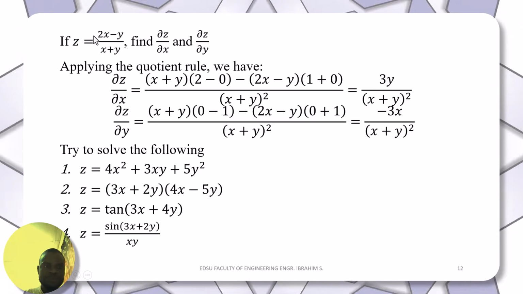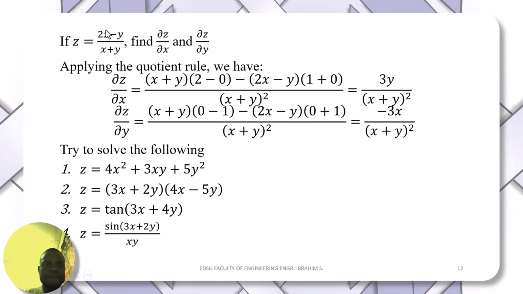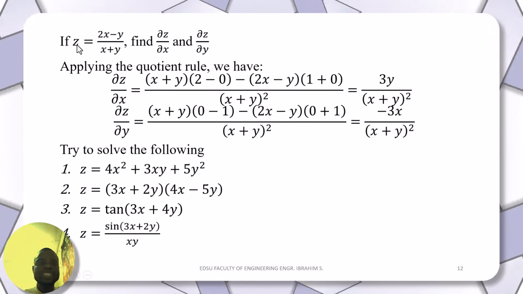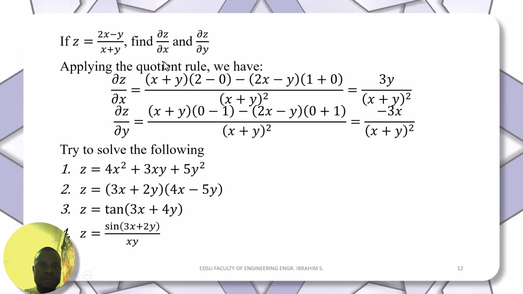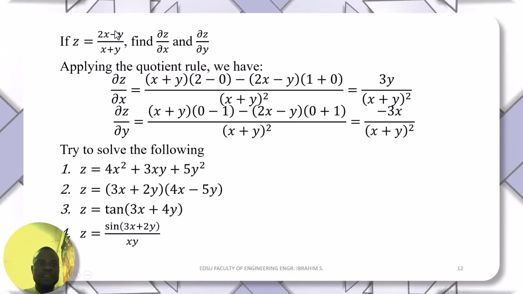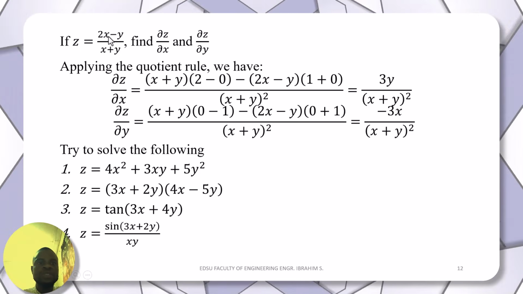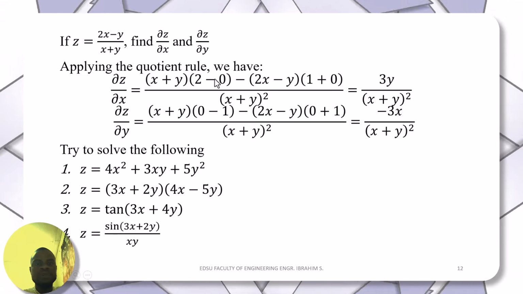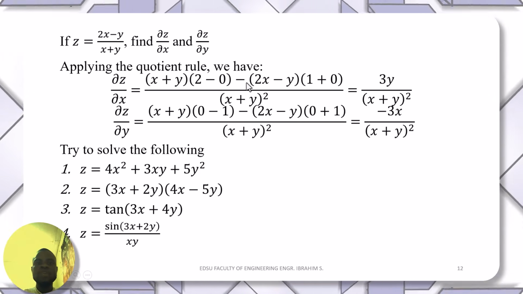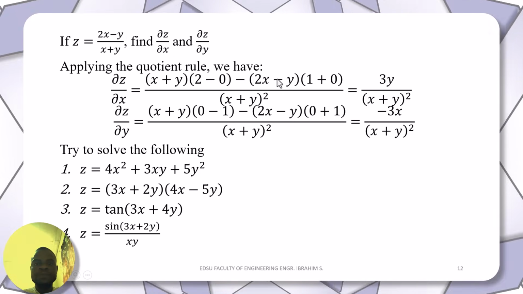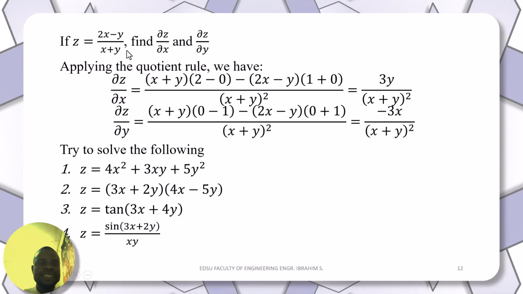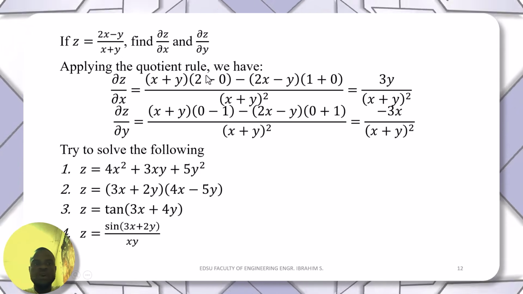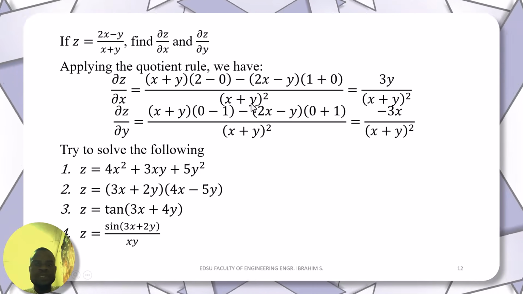So I will come with v. The formula is v du/dx, so my v, then what is du/dx? I differentiate u with respect to x, which gives me 2 here and this one gives me 0. So we have this, minus u, then dv/dx. I differentiate v, this gives me 1 and this gives me 0, all over v square. So I have this.